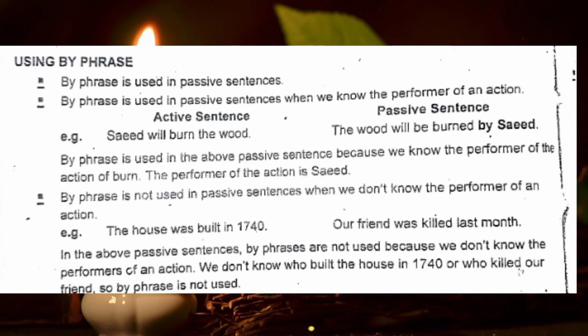Okay. By phrase is not used in passive sentences when we don't know the performer of an action. The house was built in 1940. Our friend was killed last month. In these example sentences, by phrase is not used because we don't know the performer of the action. We don't know who built the house in 1940 or who killed our friend. So by phrase is not used.